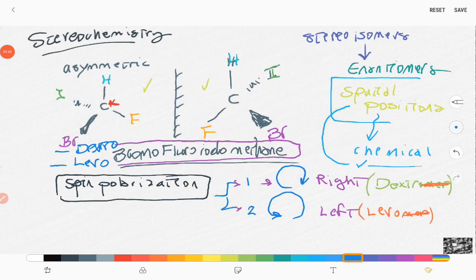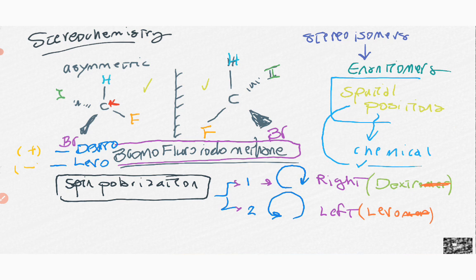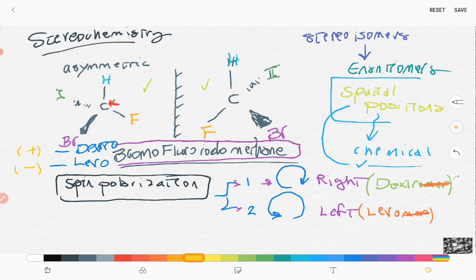You can also show the dextro with the positive sign and the levo with the negative sign. That is also correct.